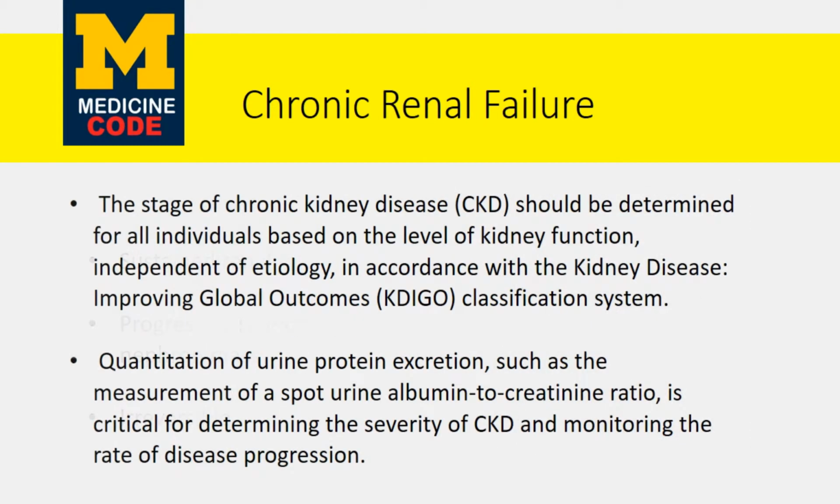The stage of chronic kidney disease, CKD, should be determined for all individuals based on the level of kidney function, independent of etiology, in accordance with the Kidney Disease: Improving Global Outcomes (KDIGO) classification system. Quantitation of urine protein excretion, such as the measurement of a spot urine albumin to creatinine ratio, is critical for determining the severity of CKD and monitoring the rate of disease progression.